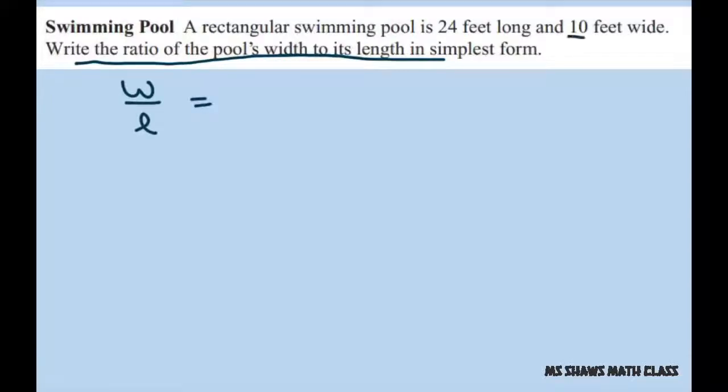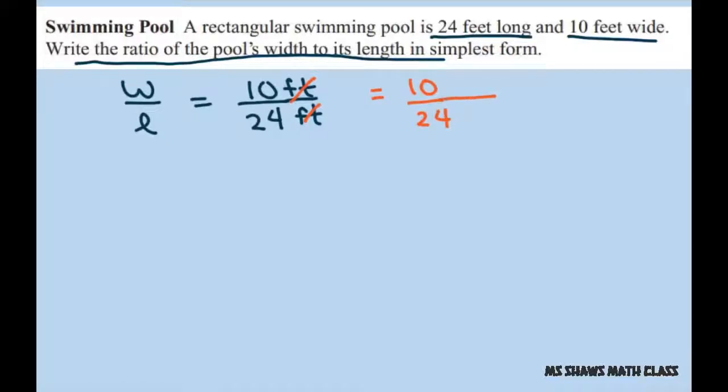Well, the width is 10 feet wide, and so I'll put 10 feet, and the swimming pool is 24 feet long. So they just want you to simplify this. The feet cancel. We're left with 10 divided by 24. And what I'm going to do is divide each piece by 2. So it's going to be 5 to 12.